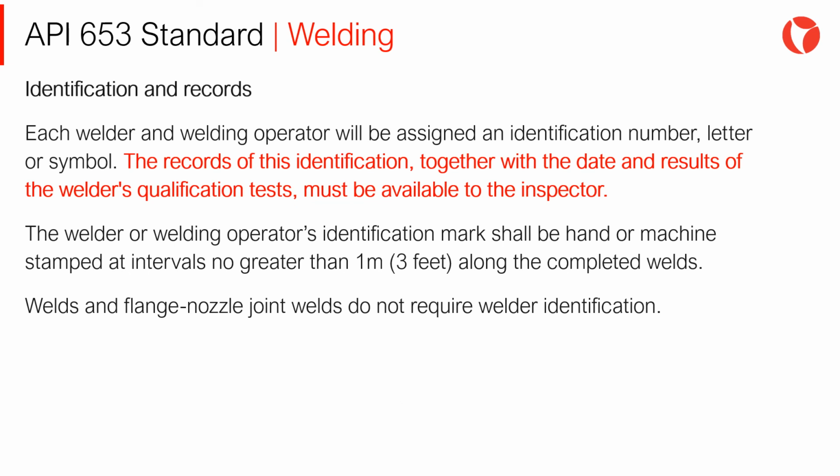Identification and records. Each welder and welding operator will be assigned an identification number, letter, or symbol. The records of this identification, together with the date of the results of the welder's qualification tests, must be available to the inspector. The welder or welding operator's identification mark shall be hand or machine stamped at intervals not greater than 1 meter, 3 feet, along the completed welds.